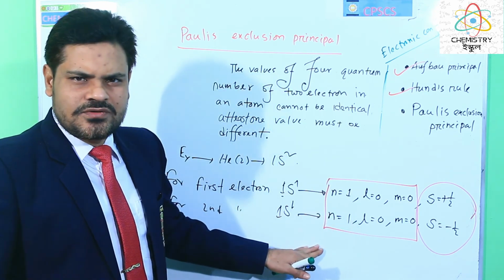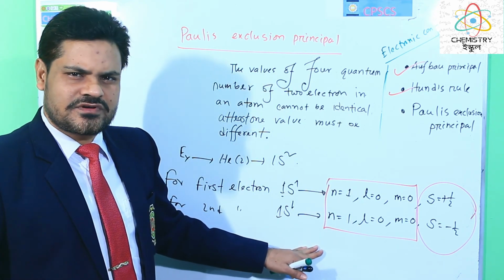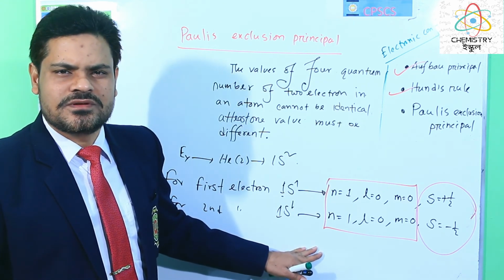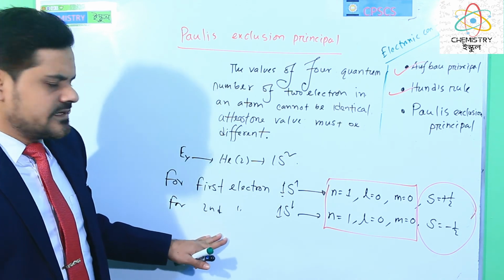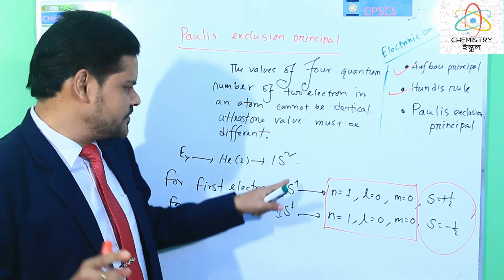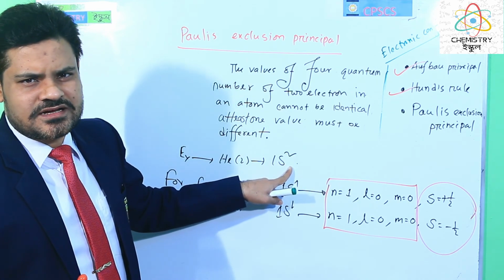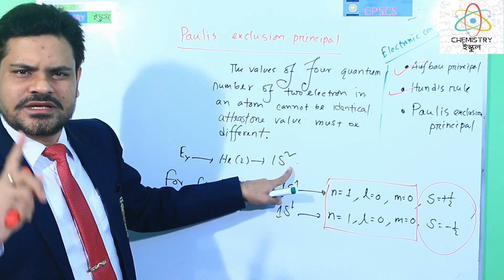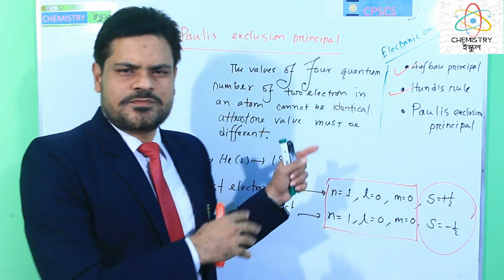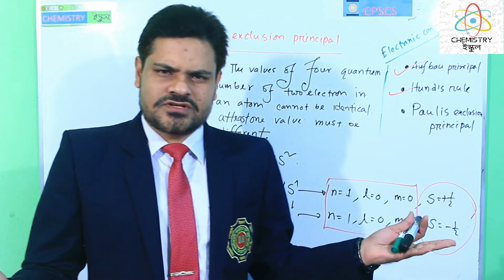And finally, we have an alternative form of Pauli's exclusion principle. What is that? Each and every orbital can contain maximum 2 electrons if their spins are opposite. Look at this here, dear learners. This is the Pauli's exclusion principle, and that's all for today.